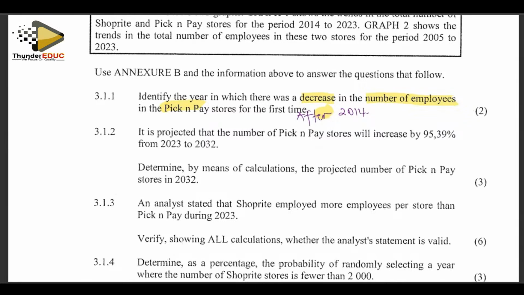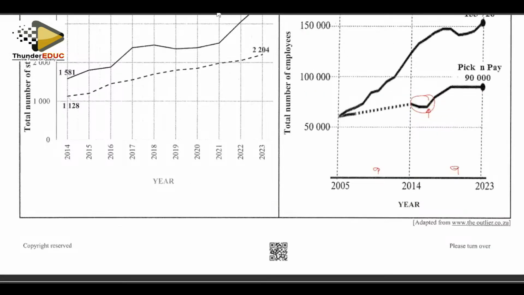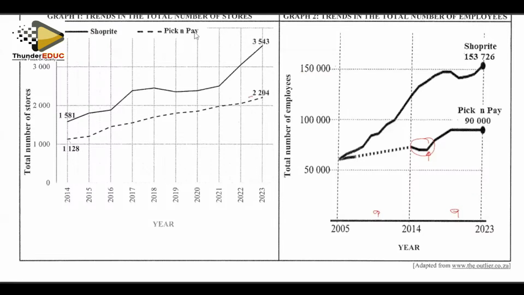It is projected that the number of Pick and Pay stores will increase by 95.39% from 2023 to 2032. Determine by means of calculations the projected number of Pick and Pay stores. Projected number. So we need to look for 95.3 over 100 times the number of stores in 2023. Let's go to our next year. Number of stores in 2023. You see there 2,000. This is Pick and Pay, 2,204. So this is going to increase by 95.